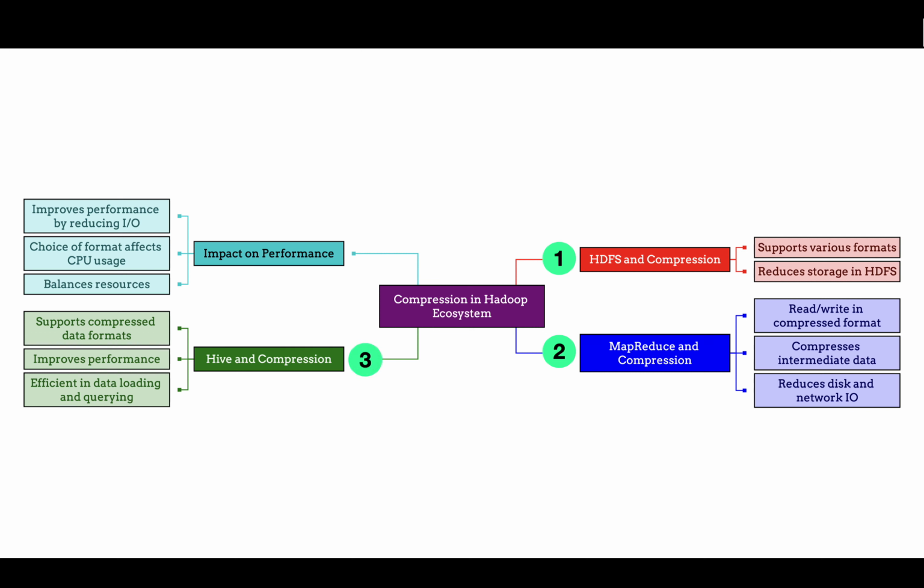3. Hive and compression. Hive supports data stored in various compressed formats. Using compressed files in Hive can lead to significant improvements in performance, especially during data loading and querying. 4. Impact on performance. The right compression strategy can improve performance by reducing disk I/O and network bandwidth usage. However, the choice of compression format can impact CPU usage during compression and decompression, so it needs to be balanced based on available resources.